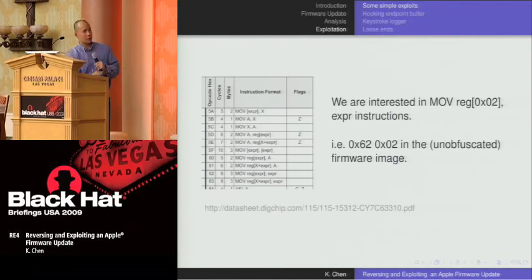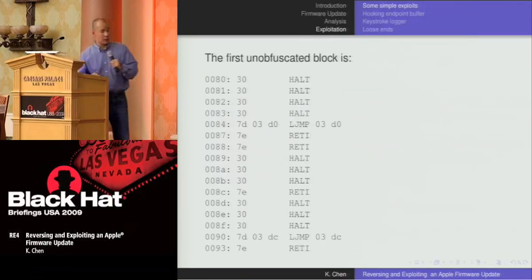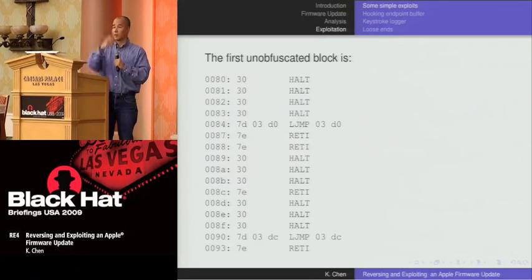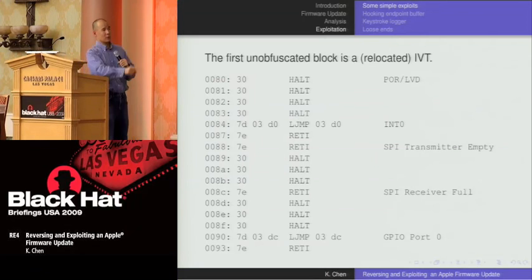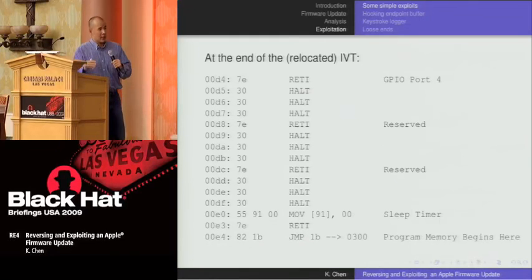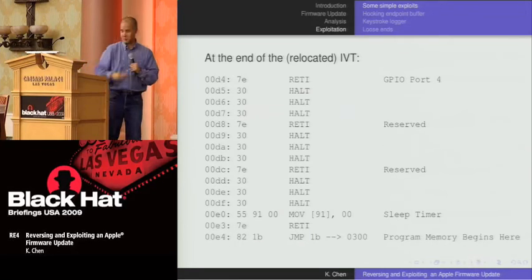So we want to look for 6202 in the firmware image. If you're looking at the firmware image, the first unobfuscated block is this. This is a relocated interrupt vector table. If you go toward the end and match it up to what the entries are, that's where the program memory starts. There's an immediate jump to 300.